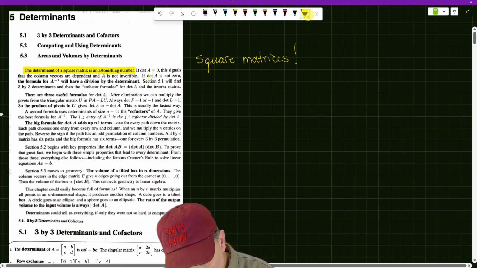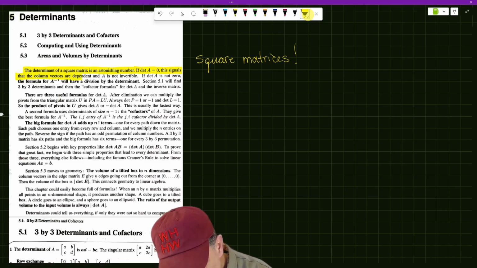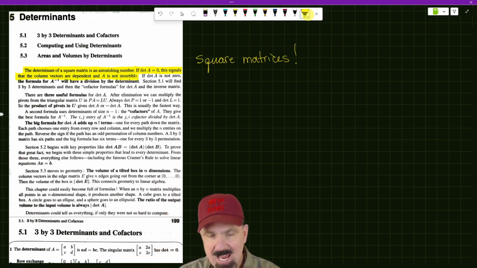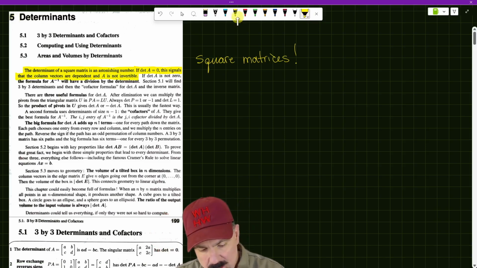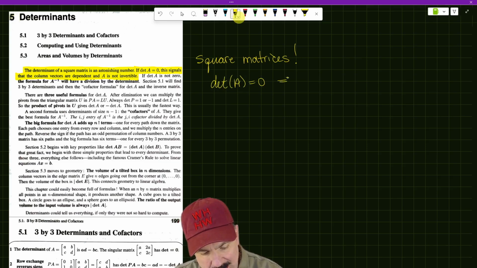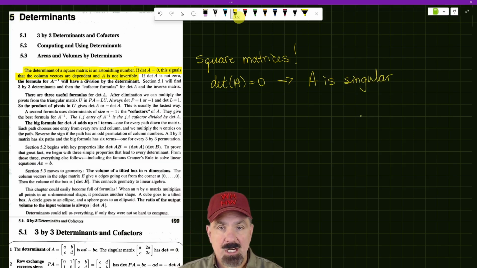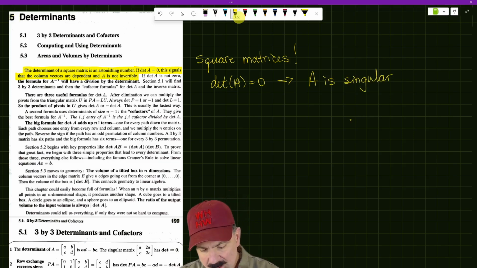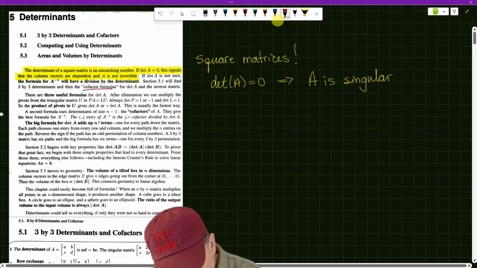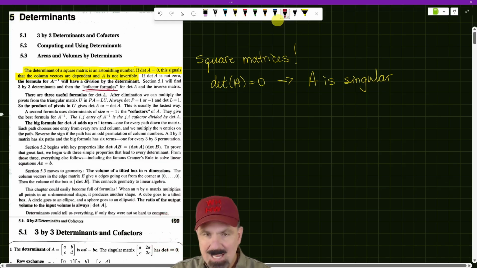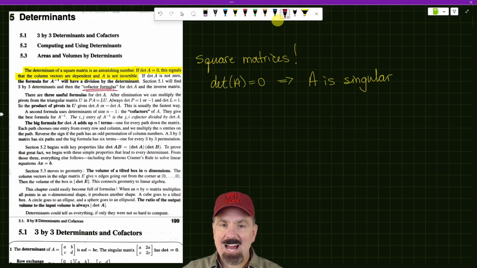Another really important result he leads off with here: if the determinant is equal to 0, this tells us that the column vectors are dependent and that A is singular. So this is a really important result. Determinant of A equals 0 implies that A is singular. And we'll talk just a little bit more about that when we start into section 5.1. Other than that, we are going to discuss the cofactor formulas and just the idea of what cofactors are. That highlights some of the important content from determinants.